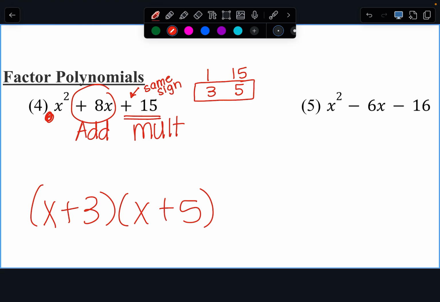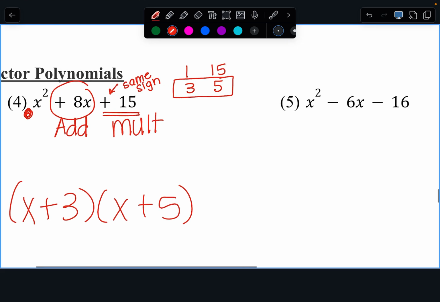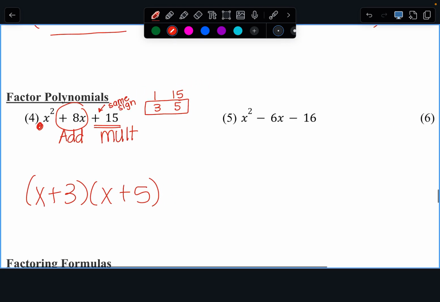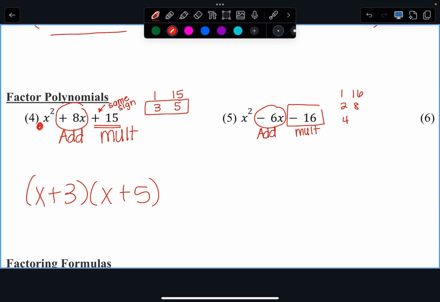Yeah, maybe. All right. Let's try the same thing over here for number 5. What adds to get -6 and multiplies to get -16? So what do we get? -8, +2. And if you didn't know that right away, you know it's 1 and 16, 2 and 8 next would probably make sense, and then 4 and 4.